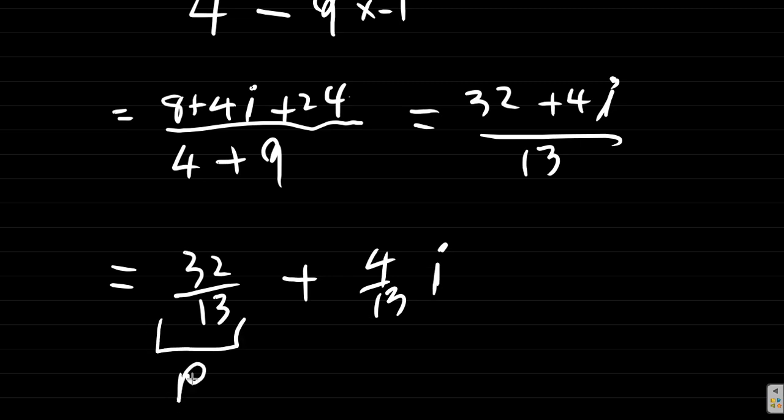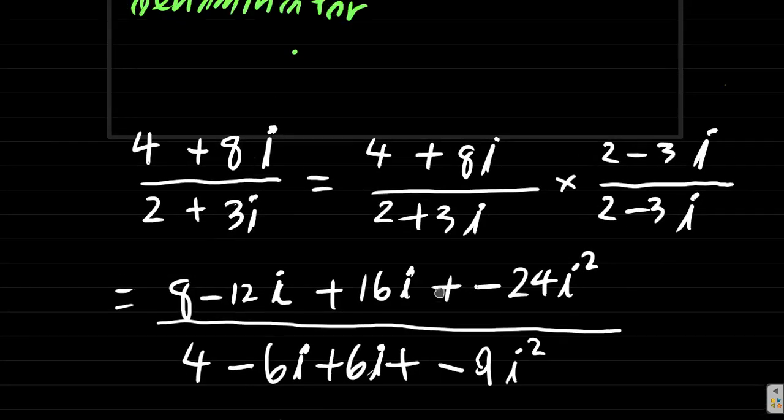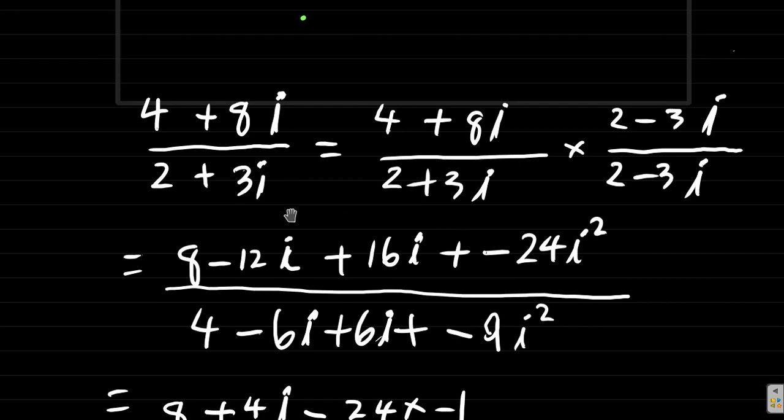So this is the real part, and this is the imaginary part, right? 4 over 13i. We have 32 over 13 plus 4 over 13i. So that is what you have. So that's the answer for 4 plus 8i over 2 plus 3i. Is that what you got when you tried it?